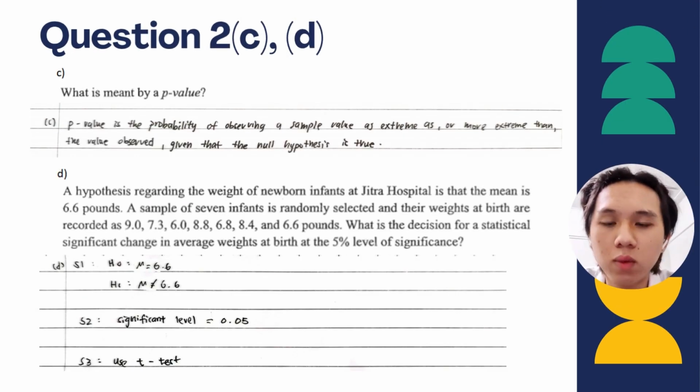For C, what is meant by a p-value? The p-value is the probability of observing a sample value as extreme as or more extreme than the value observed, given that the null hypothesis is true.